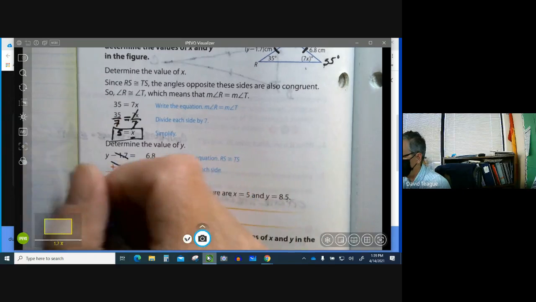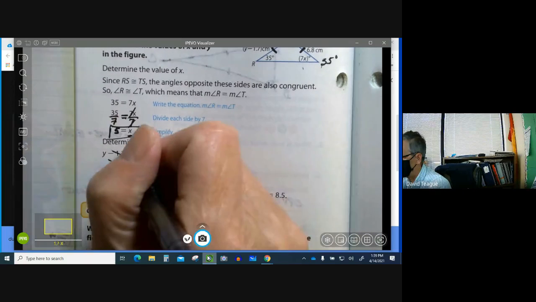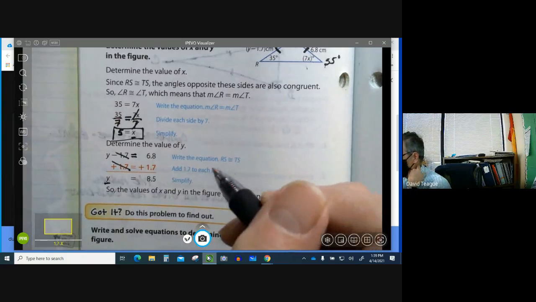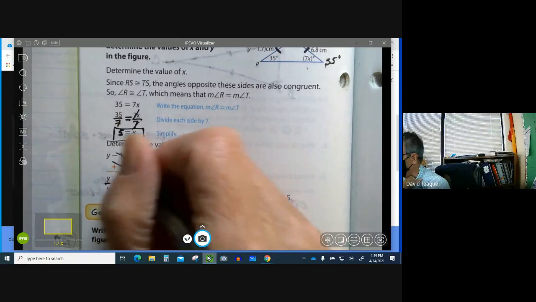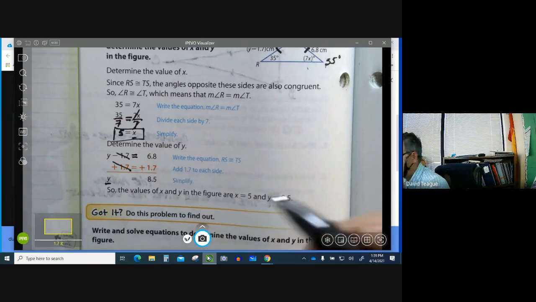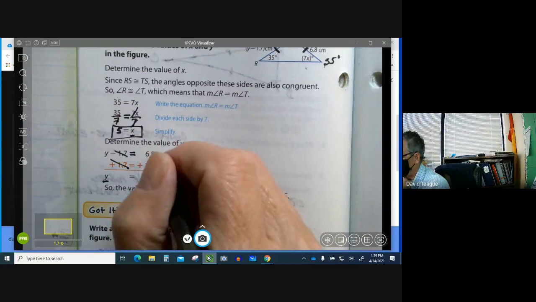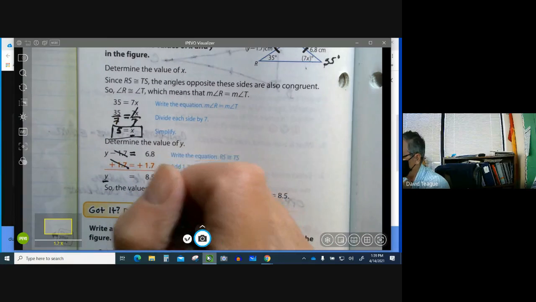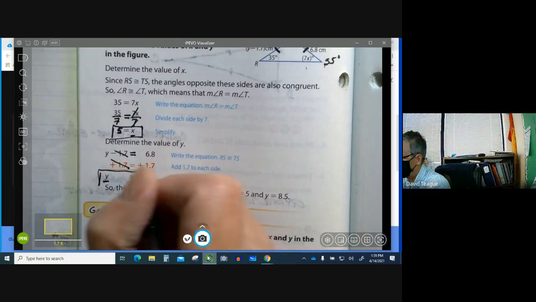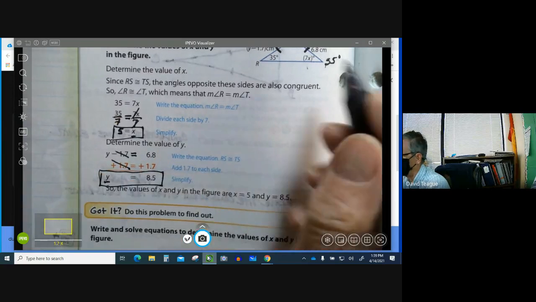And then whatever I do to the left side, I have to do to the right side because of the equal sign. If I didn't do that, the equal sign wouldn't have any validity. It wouldn't work. So I'm going to add 1.7 to this side. And 6.8 plus 1.7 is 8.5. So I know the value of y is 8.5.